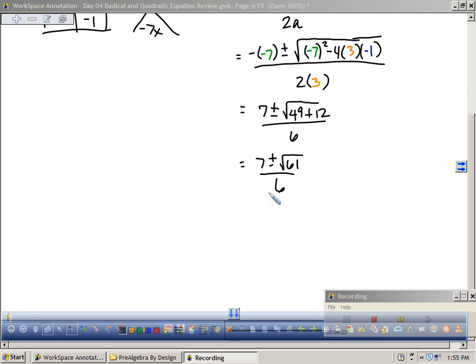So, let's approximate. Yes, you can put it in a calculator, but it is smart to understand how to approximate radicals without a calculator, because you can put it in a calculator and be wrong. All you have to do is hit a keystroke wrong and you're done, right? So we're going to learn to approximate it. So, square root of 61. I may not know the square root of 61, but I know a couple other square roots that are pretty close to it.